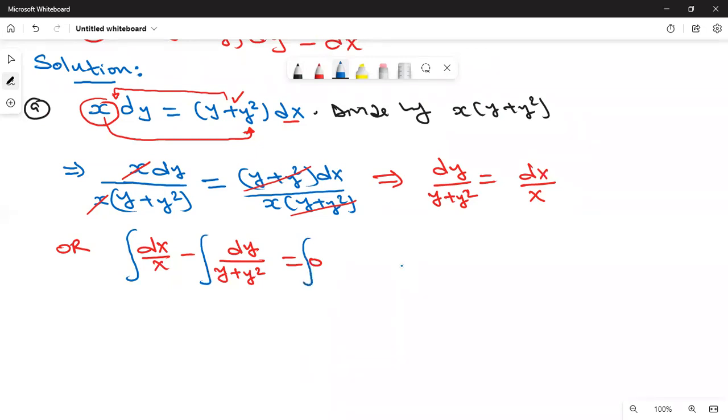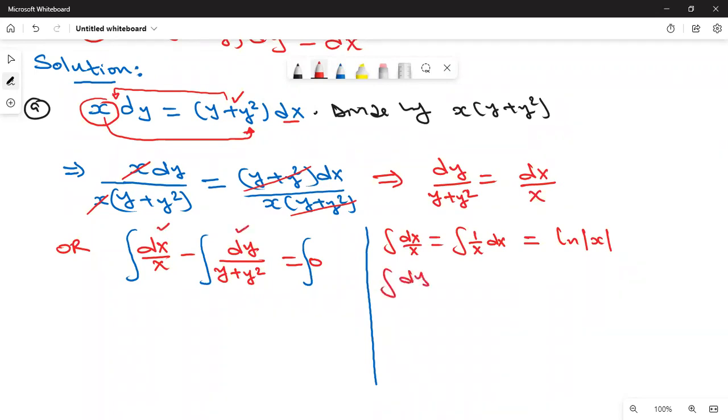Now, let's start by integrating dx over x. The integral of dx over x is the same as the integral of 1 over x dx. What did you differentiate to get 1 over x? That was natural log of x. Now that's the first term. Let's also integrate the integral of dy over y plus y squared.